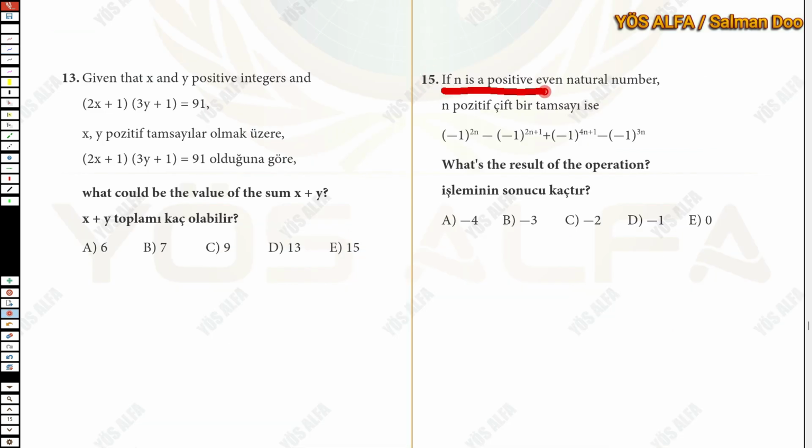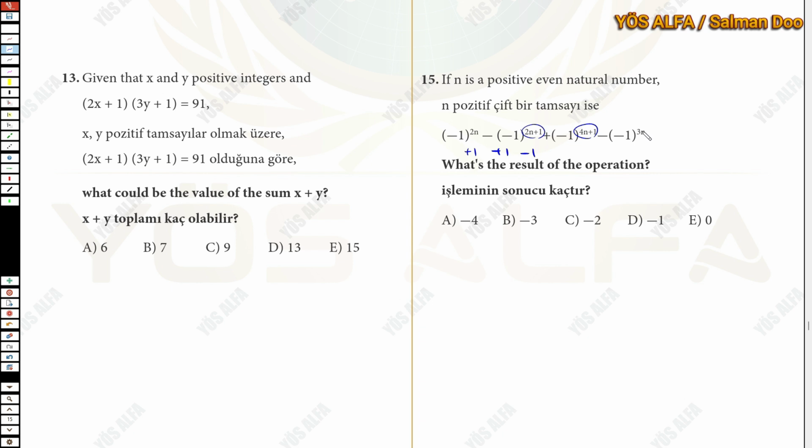15. If n is a positive even natural number, what is the result of this operation? So minus 1 to the even number is plus 1. Minus 1 to the odd number is minus 1. And there is already a minus over here, so plus 1, and minus 1 to the odd number is minus 1.